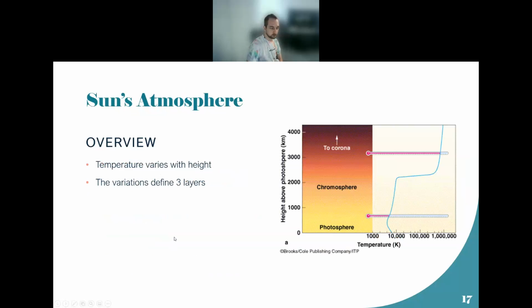So we've talked about the Earth a lot. Next we're going to talk about the Sun. So the Sun has an atmosphere. Again, kind of like in the Earth's atmosphere, the temperature varies with height. So here again we have temperature on the horizontal axis, altitude on the vertical axis. And sometimes the temperature decreases, and sometimes the temperature increases. Sometimes the temperature increases very quickly. And so these are going to define our three layers of the Sun's atmosphere: the photosphere, chromosphere, and corona.